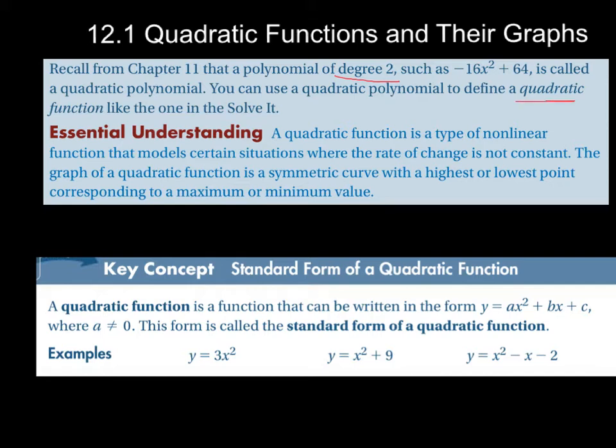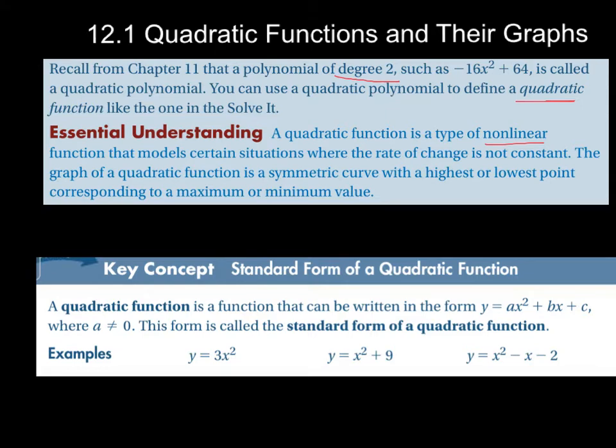So when we start talking about these, a quadratic function is nonlinear, which means it's not going to be a straight line. And it can model a rate of change when that rate is not a constant. The graph of a quadratic function is going to be symmetric. It's going to be a curve with a high point or a low point. So as we start getting to look at these, we'll see that they have a U shape to them.